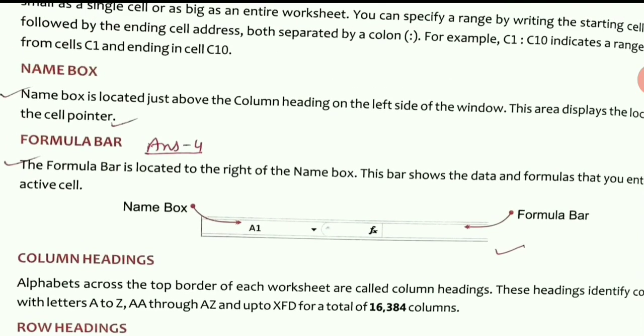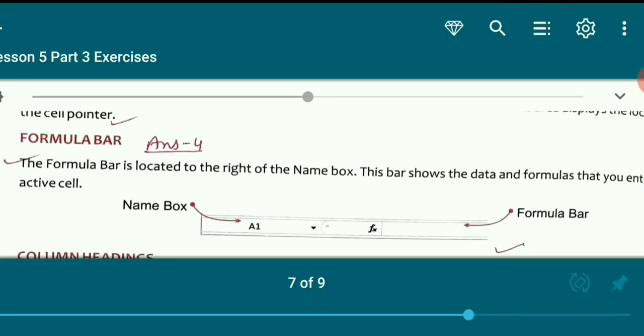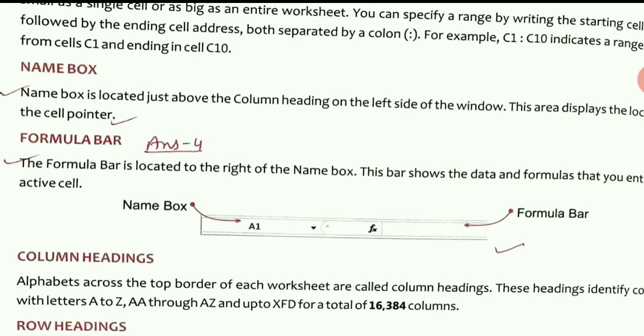First you have to write about formula bar. The formula bar is located to the right of the name box. This bar shows the data and formulas that you enter in an active cell. And then you have to write about name box. Name box is located just above the column heading on the left side of the window. This area displays the location of the cell pointer. So this is about answer 4.